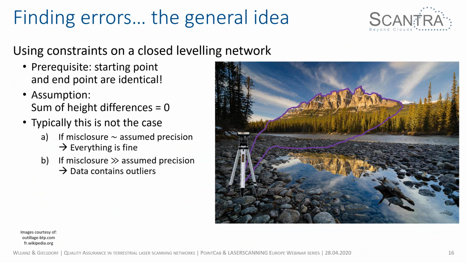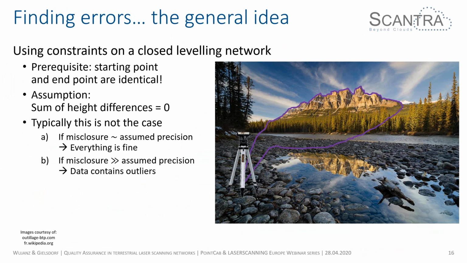Typically, of course, this is not the case. So there are 2 different cases that we have. For instance, if the misclosure is roughly in the range of the assumed precision, then everything's fine because that's what we expected. But if the misclosure that you receive is notably larger than the assumed precision, then you can be pretty sure that your data contains outliers.